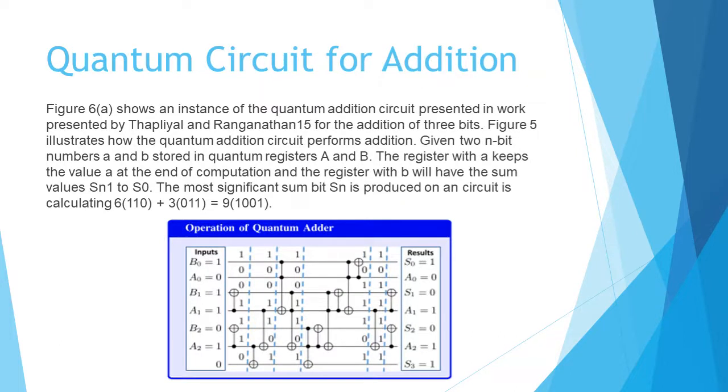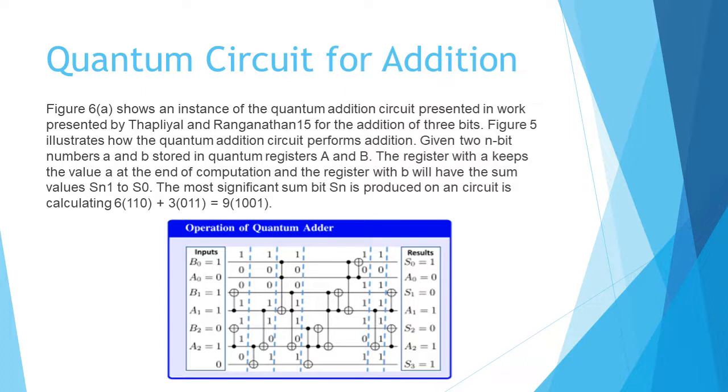Quantum circuit for addition. Here is an instance of the quantum addition circuit presented in the work by Thapliyal and Ranganathan for the addition of 3 bits. It illustrates how the quantum addition circuit performs addition. Given two n-bit numbers A and B stored in quantum registers A and B, the register A keeps the value A at the end of computation and the register B will have the sum values S(n-1) to S0.